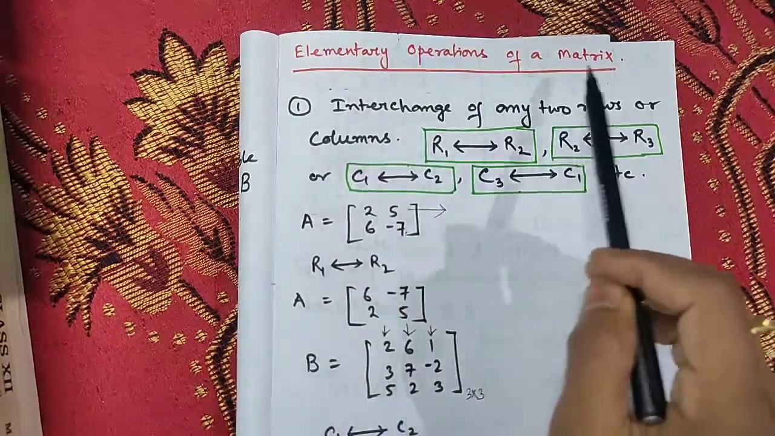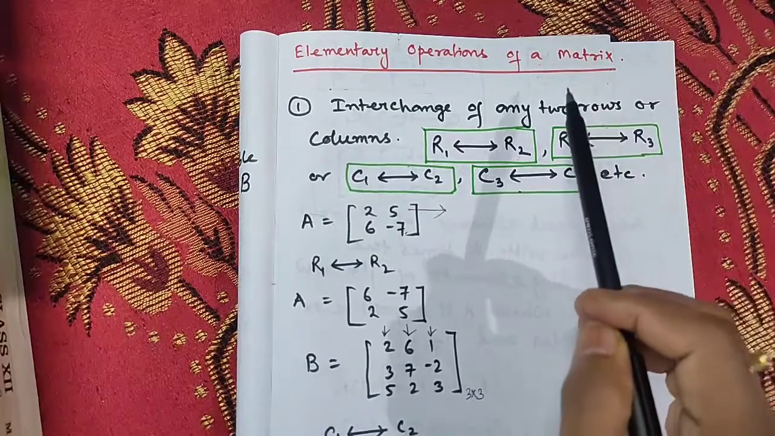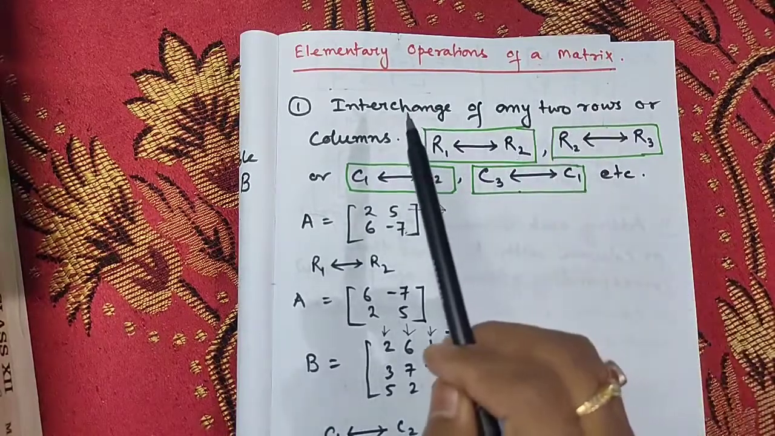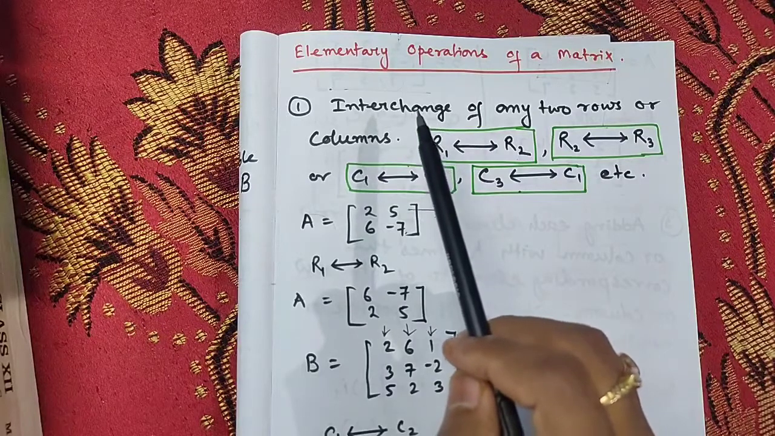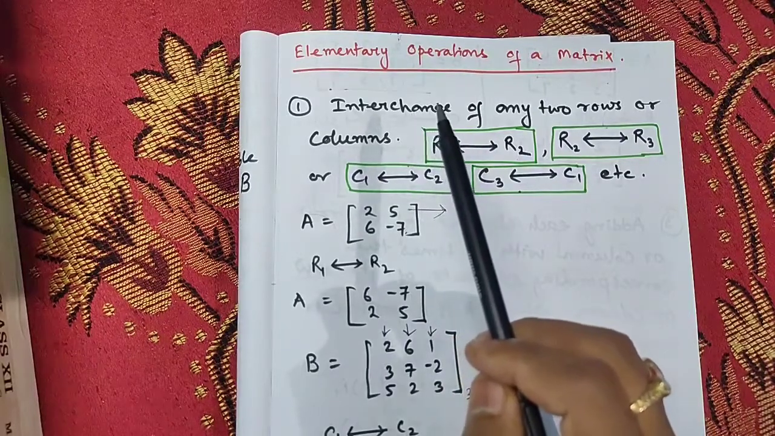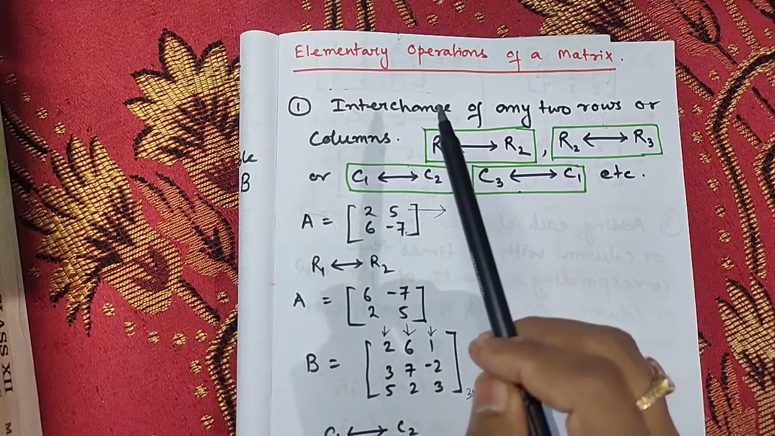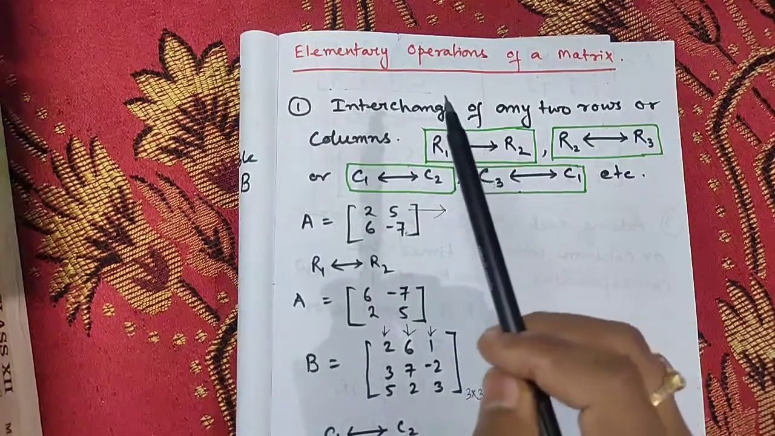Elementary operations of a matrix can be of two types: elementary row operation or elementary column operation. So to find the inverse, it will be mentioned in the question whether you have to apply row operation or column operation.